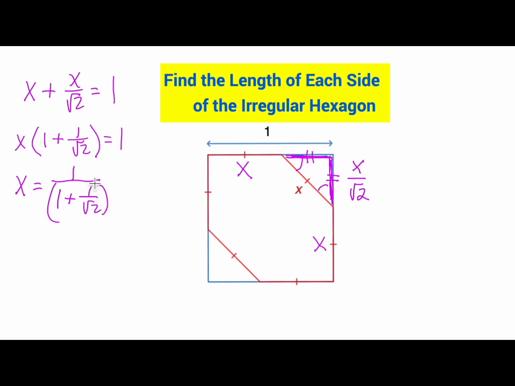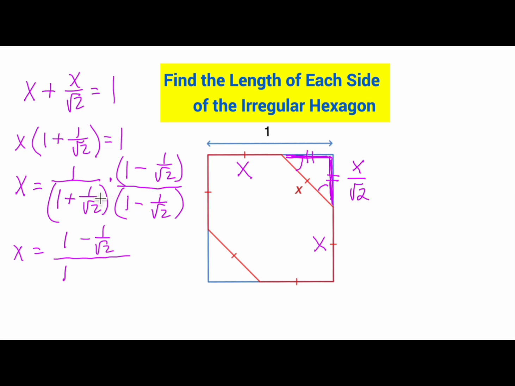And then what I'm going to do is simplify this because we don't want a radical down here in the denominator. So we're going to multiply by the conjugate, which is 1 minus 1 over the square root of 2, in the numerator and the denominator. And we're going to simplify this. And the whole point of this is we're getting rid of the radical in the denominator. So this becomes 1 minus 1 over the square root of 2 over, first terms, you get 1. Outside and inside terms cancel out.